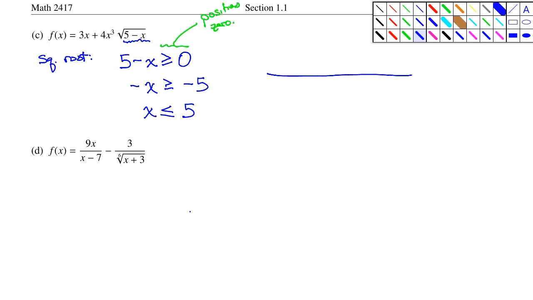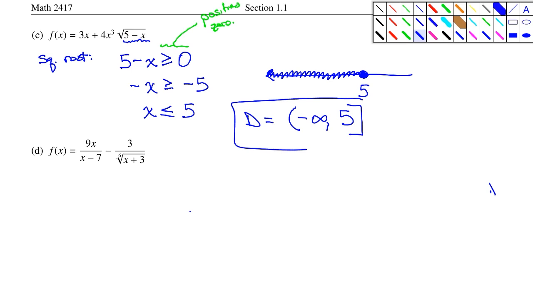We can still draw the number line. We have 5 in this case, but because the equality part is there, we fill it in. And then since x is less than or equal to 5, we shade on the left side. And this tells me that the domain is from negative infinity to 5. And because it includes the 5, we use the square bracket. And that's our domain.